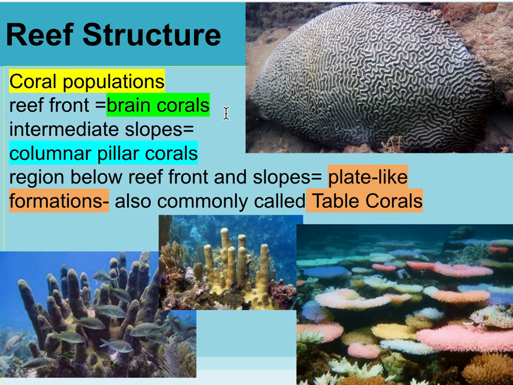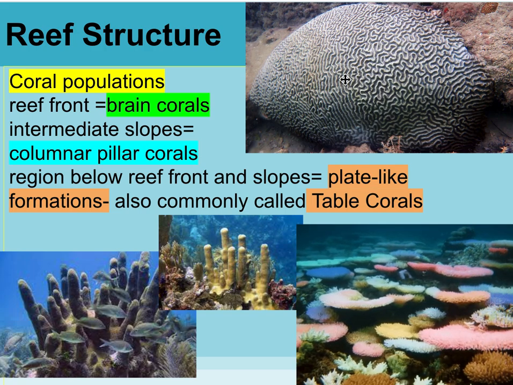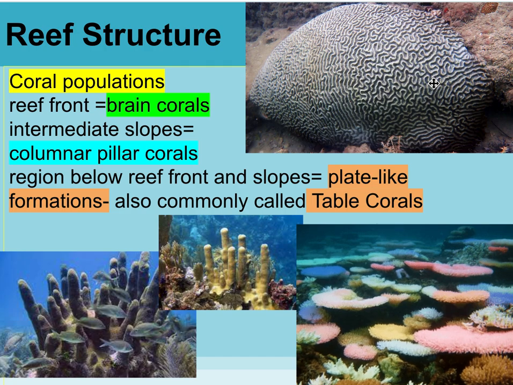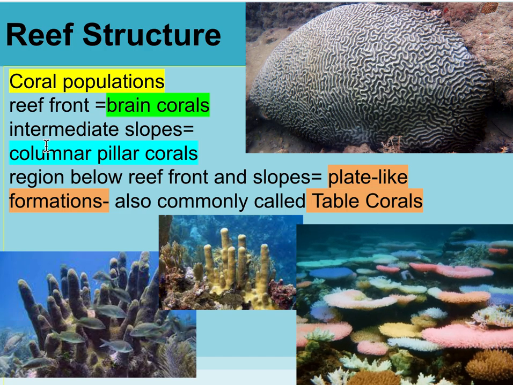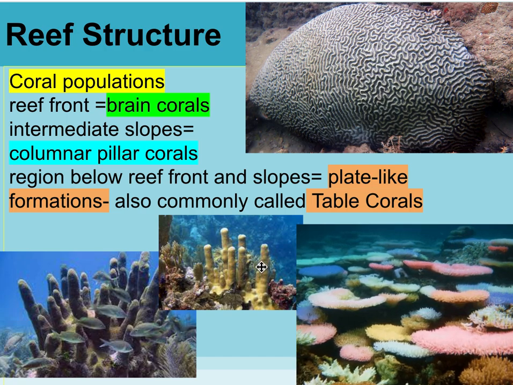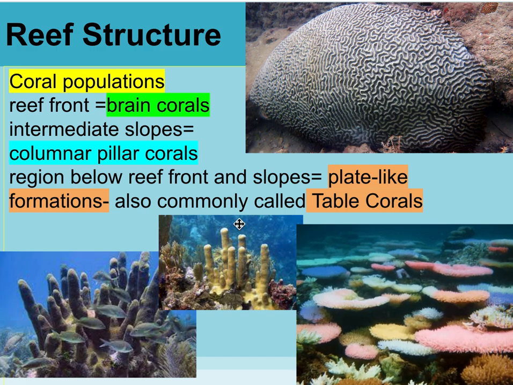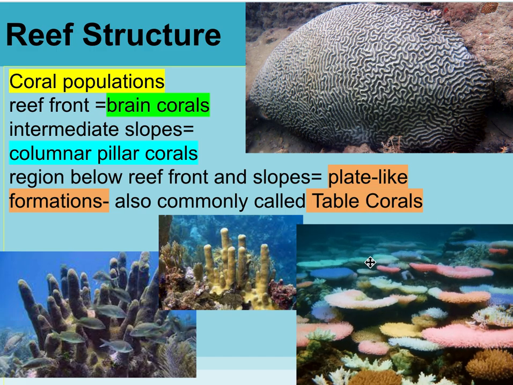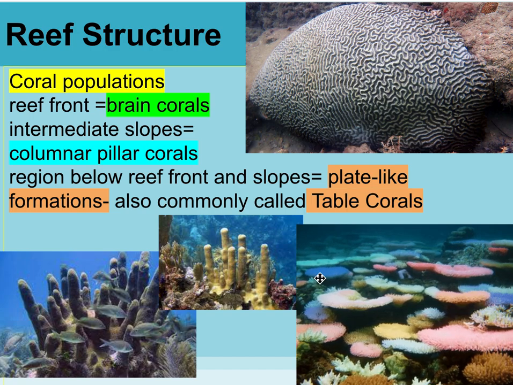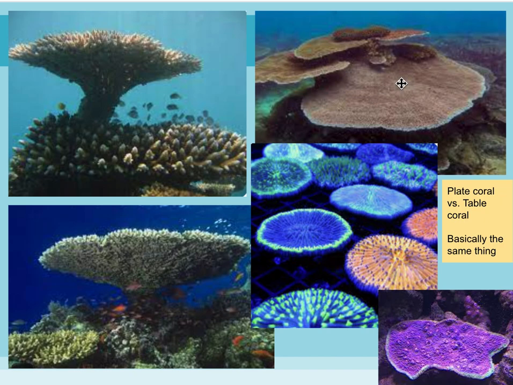Okay, different coral populations. On the reef front, you can have a lot of these really big brain corals, not a shocker where it got its name. On intermediate slopes, like the one that I was swimming up, you saw a lot of the columnar pillar corals, which I was swimming up really deep and without a light, so it was hard to see those, but they are shaped like this. And then you can also see plate-like corals, often called table corals. And you might ask what the difference is between a plate coral and a table coral.